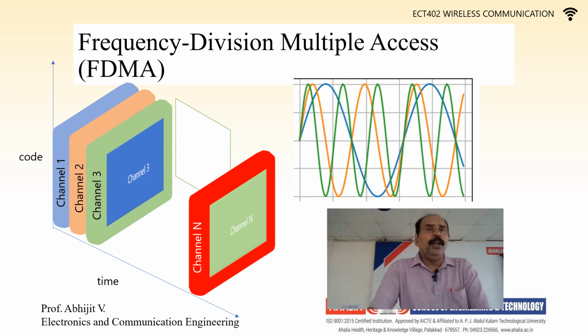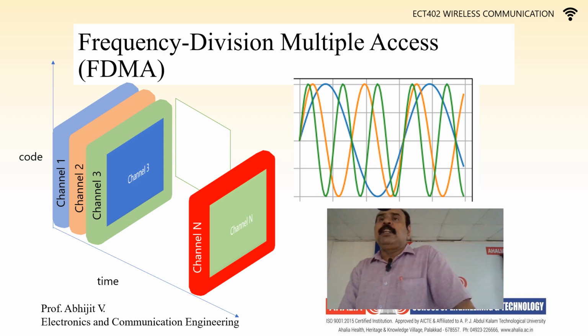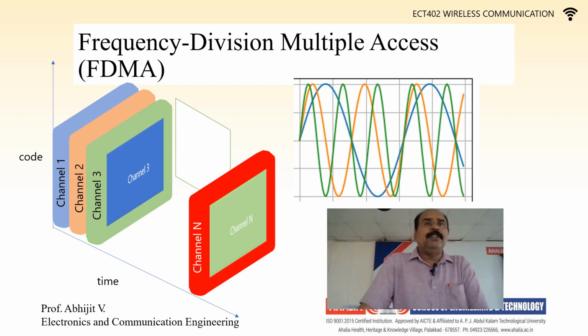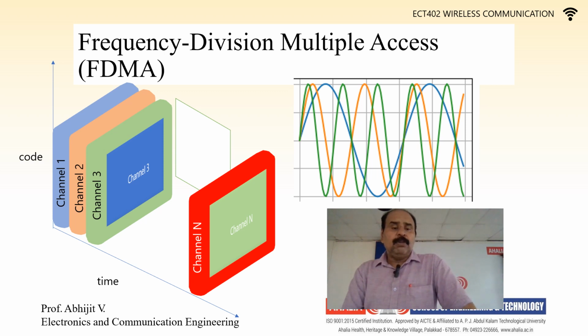In FDMA, what we are doing is that a band of frequencies is being allocated to each user. That means each user is allocated a different frequency. A band means you have two types, one called full duplex and the other half duplex, right? So each user will be allocated two channels, or each user will have a dedicated frequency channel or a frequency band.